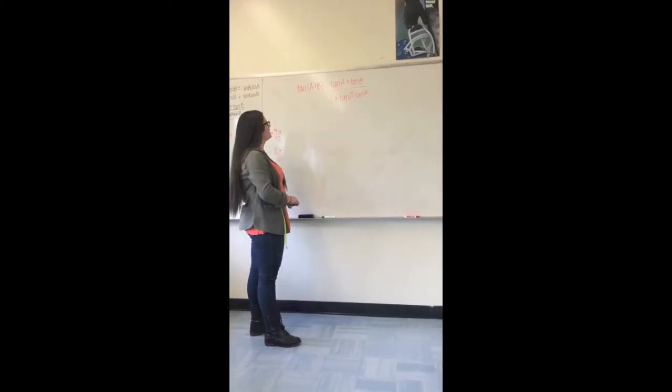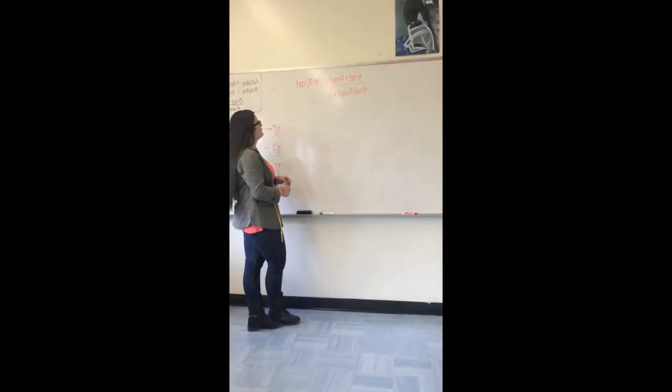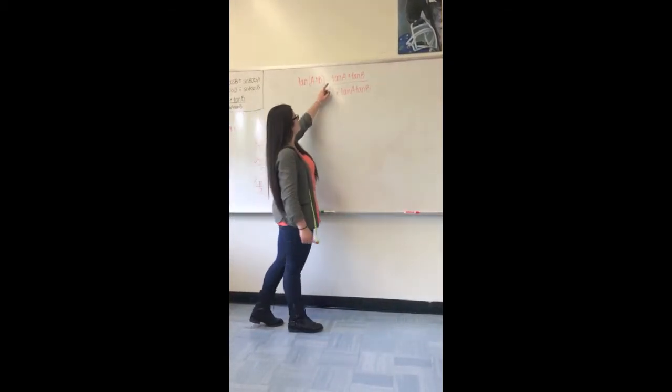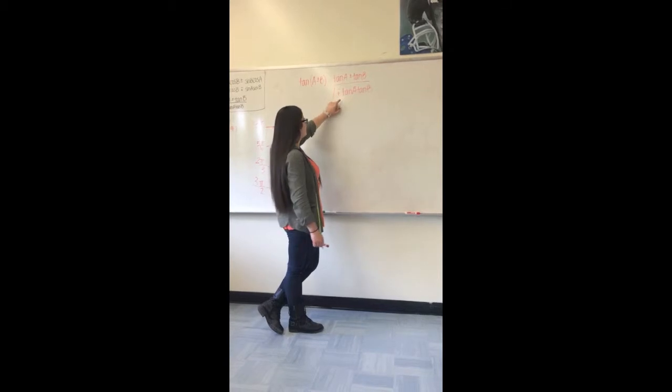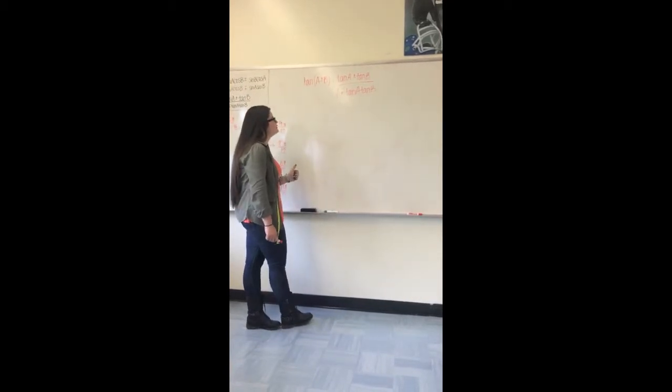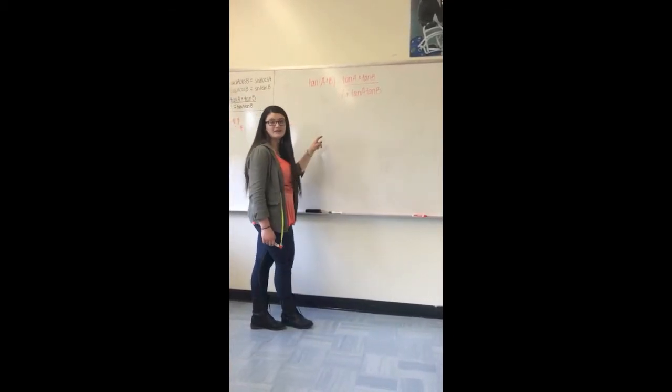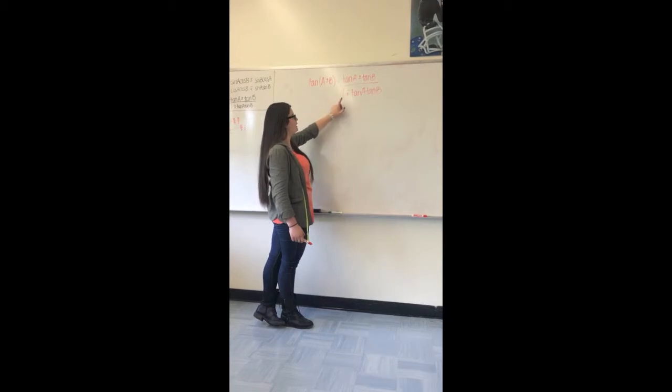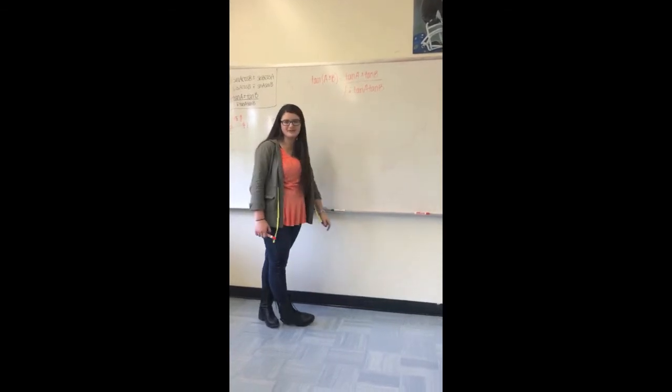The identity for a sum and difference of tangent. And for the sum of a tangent, you do tangent of the first plus tangent of the second divided by 1 minus tangent of the first times tangent of the second. And for a difference, you do tangent of the first minus tangent of the second divided by 1 plus tangent of the first times tangent of the second.